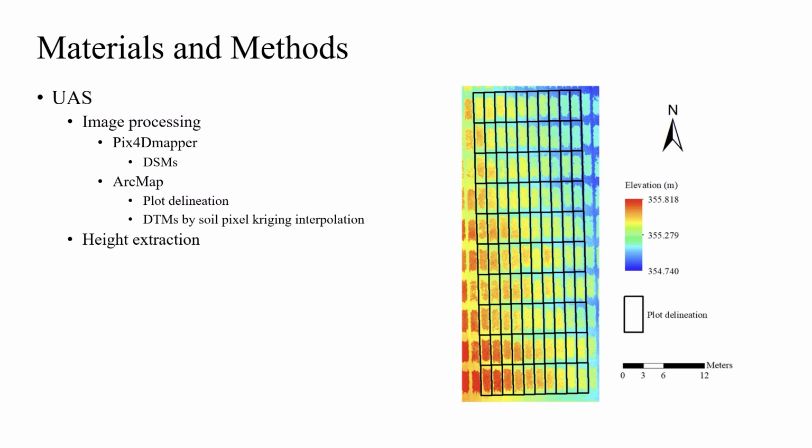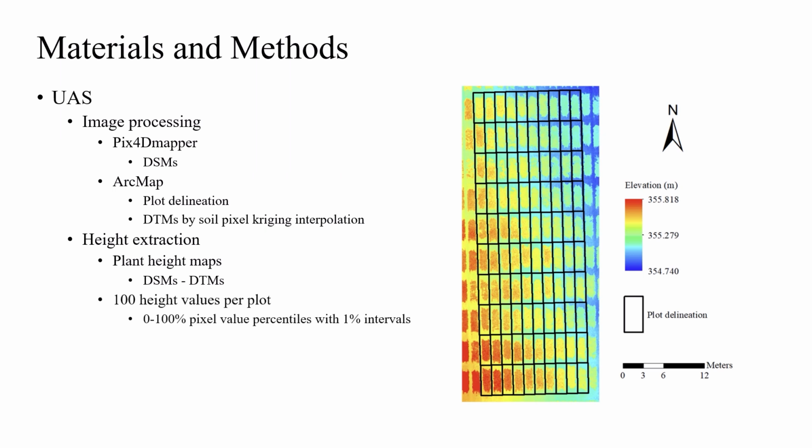To extract plant height, maps were first calculated by subtracting the digital terrain models from the digital surface models, and in total 100 height values were extracted for each weed plot at each data collection session using 1% intervals from the 0th to the 100th pixel height percentile.